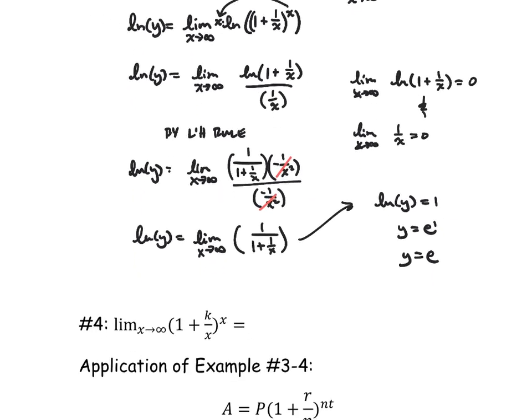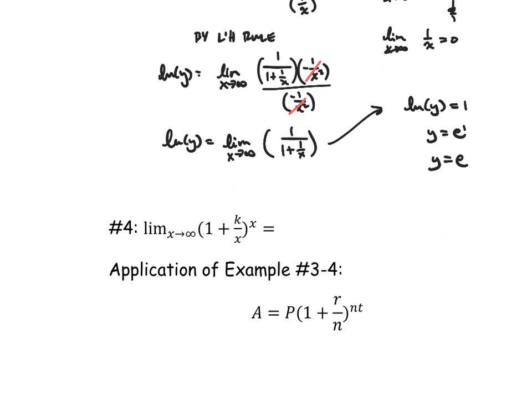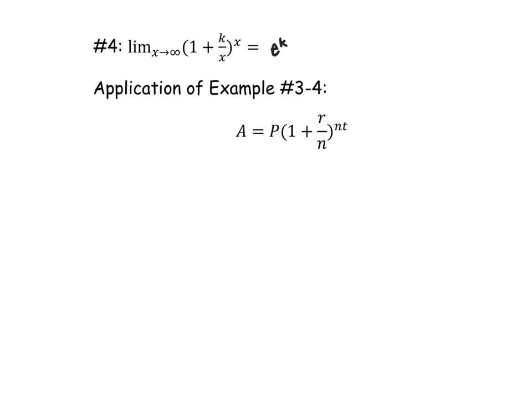Okay, now I'm not going to dive into it too much. But if you took the limit as x approaches infinity of 1 plus k over x to the x power, you will actually get e to the k. Just like I did previously, I got e to the 1. You will get e to the k. All right, so why is that important? Here's the application of that. Let's look at this example down here.